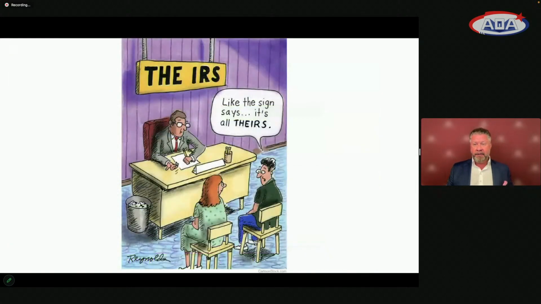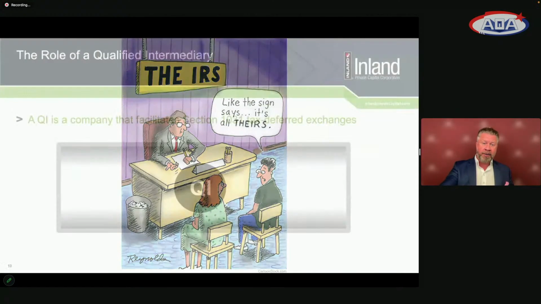I'd like to show this slide. It's a little funny. The IRS, put the words together. The and IRS, what does it spell? It spells theirs. And our goal at Inland is to help you keep more of the money as yours and give less money to the IRS, putting more in your pocket for retirement in general.